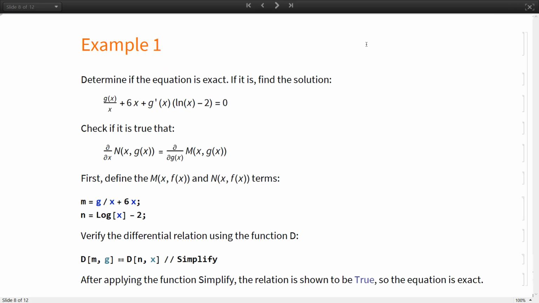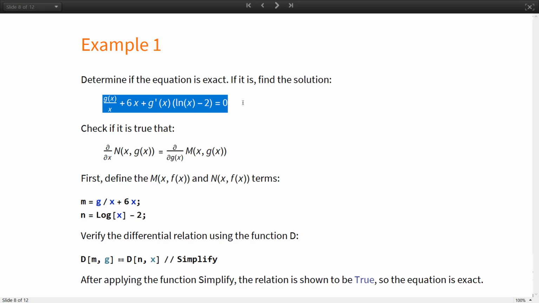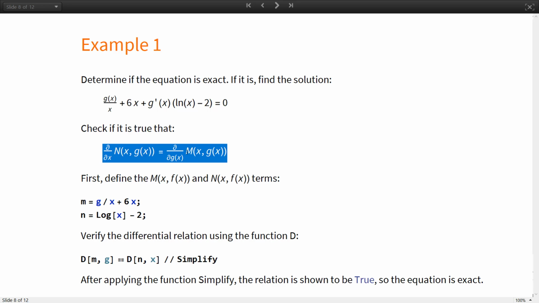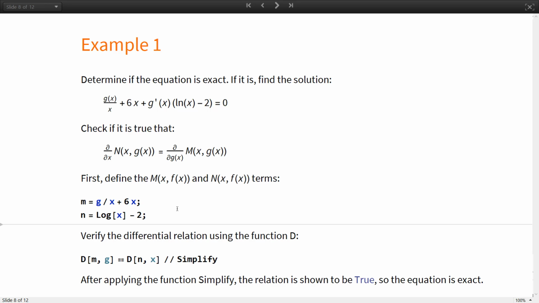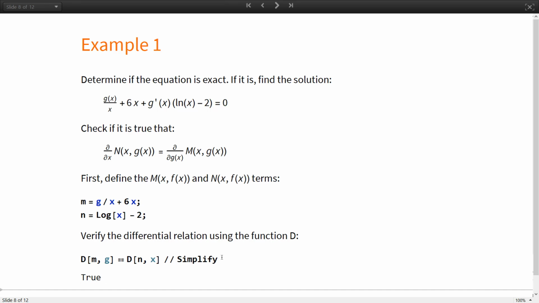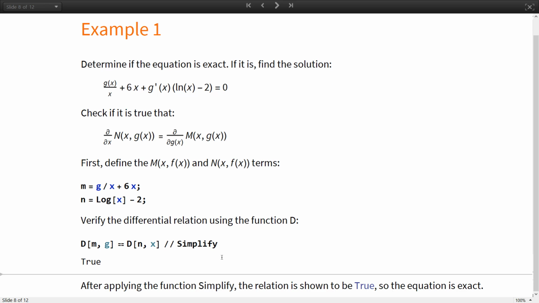Let's now determine if the differential equation here is exact. As we saw in the previous example, we can determine if a differential equation is exact by checking if the differential relations between n and m is satisfied. First, define the terms for the m and n functions using the differential equation. With these terms defined, check the differential relation between the derivatives of the n and m functions. We can see that the relation is satisfied, so the equation is exact.